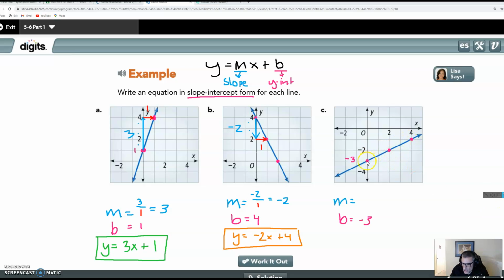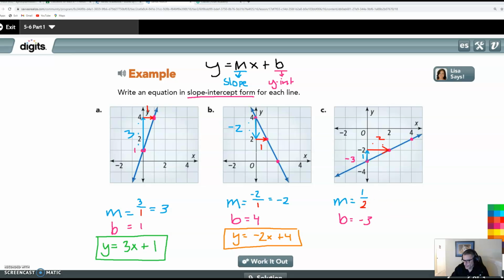So the first thing I have to do is go up 1 unit. So my rise is 1, and my run, I start here, and I go to the right 2 units. 1, 2. So my run is 2. This is a simplified fraction. It is okay. I mean, most of the time we've been seeing integers or whole numbers. This time we got a simplified fraction.